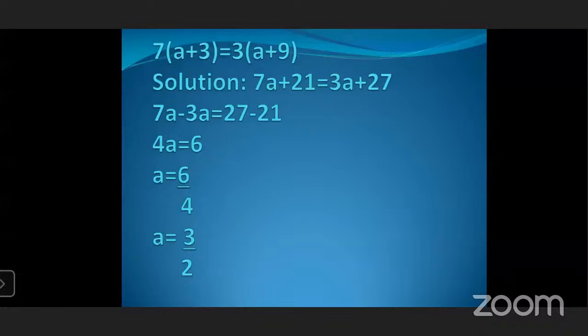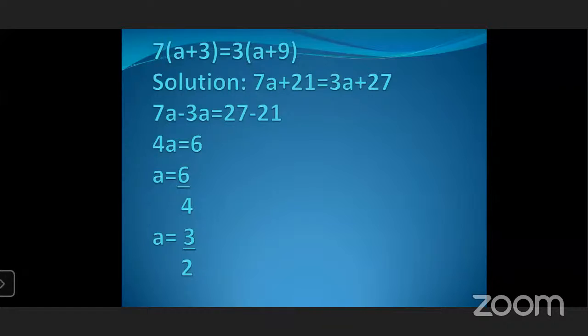Again, go through this question. 7 into a plus 3 is equal to 3 into a plus 9. Now 7 into a will give you 7a, plus 7 into 3 will give you 21, which is equal to 3 into a. This 3 we have to multiply by the whole bracket: 3 into a plus 3 into 9, which is 27. Now 7a plus 21 is equal to 3a plus 27.